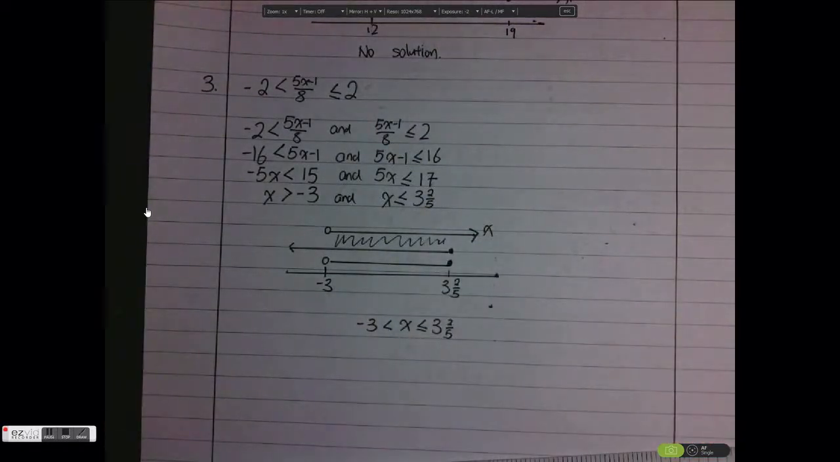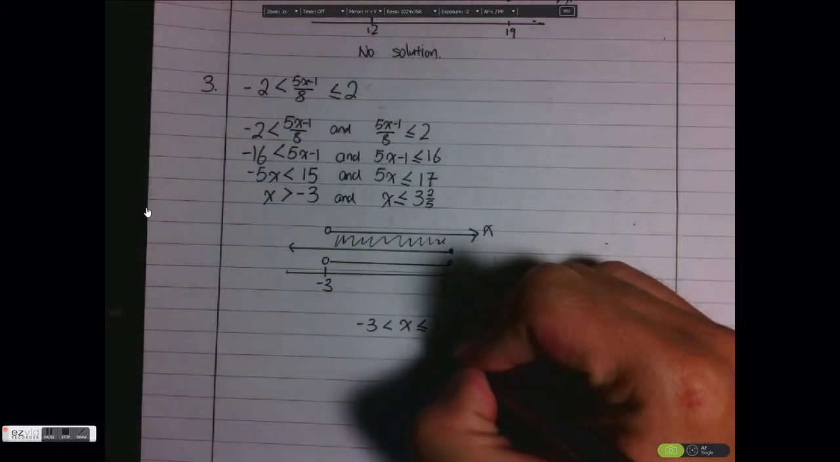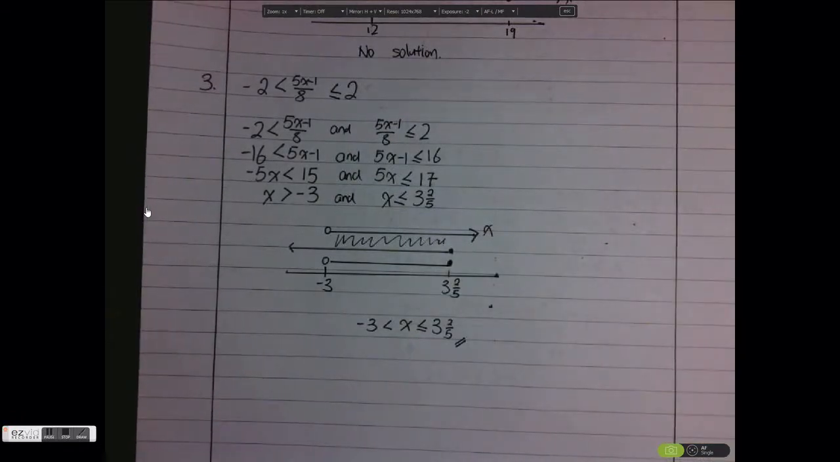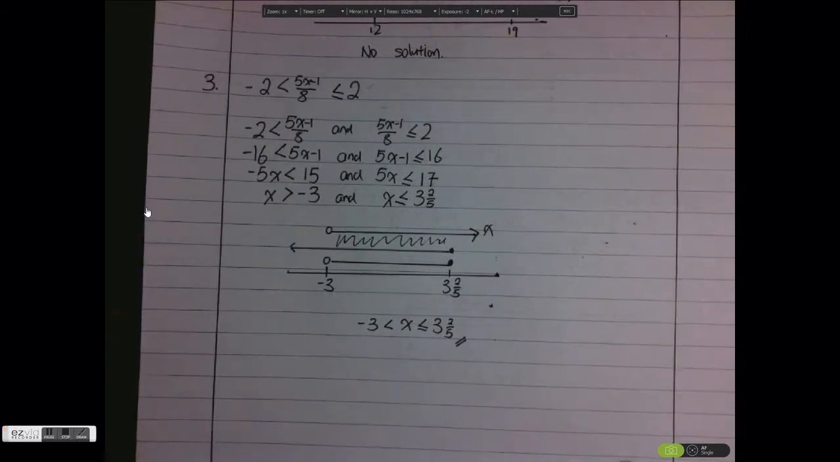Okay, is our question done? No, our question is not done. Why is it not done? Is it because I've forgotten to draw these two strokes here? Nope. If you read the question, it's because they say that we are to list the integer values.